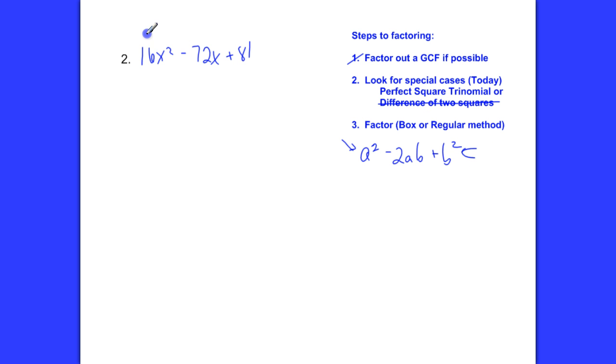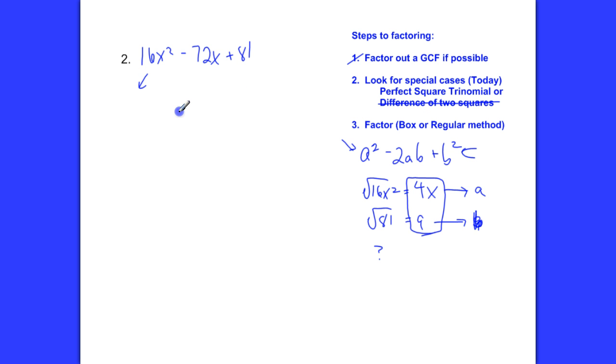Well, let's look at number one, 16. I know 16 is a perfect square, so the square root of 16x squared is equal to 4x. So that would be a. So far it could be. Let's check the second term, b squared, 81. Is that a perfect square? Yes, it is. It's probably going to be since this is today's lesson. So that's b. 9 is b. All right, so the question I have to answer is, is 2 times a times b equal to 72?